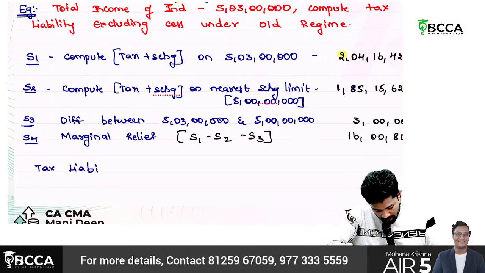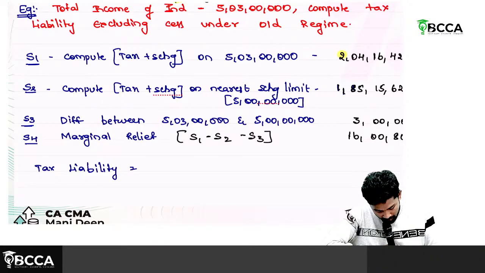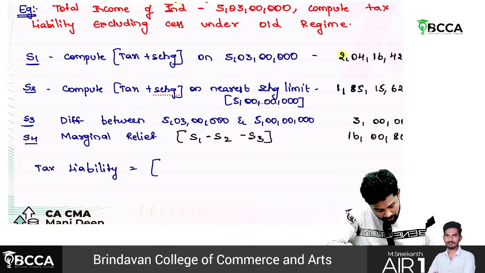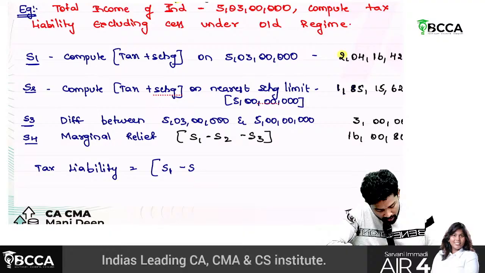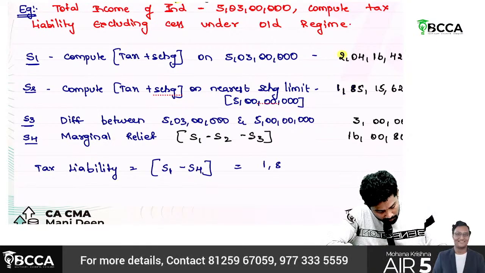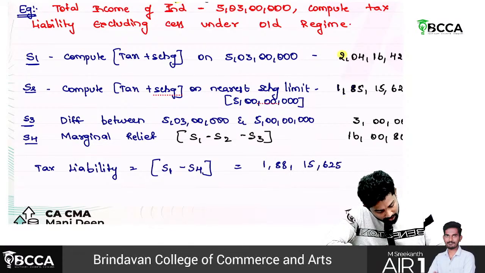Tax liability equals, how do we calculate, sir? Step 1 minus step 4. How much? 1 crore 88 lakh 15,625.